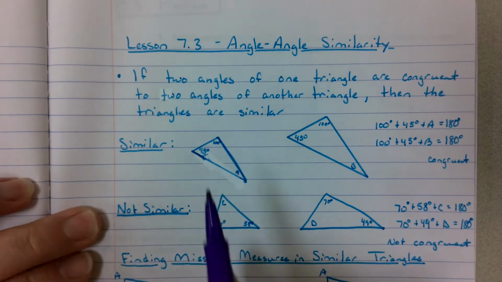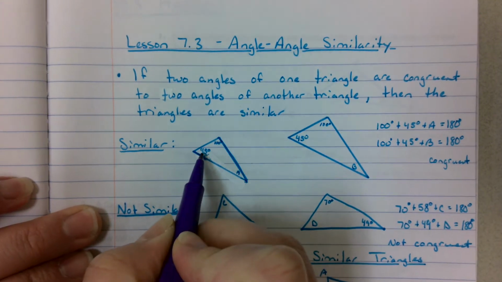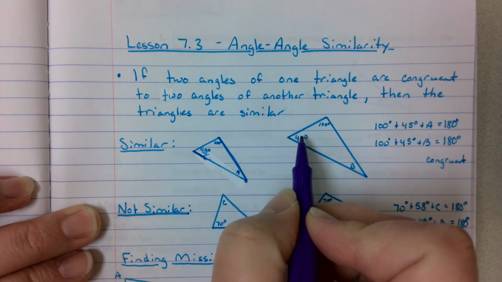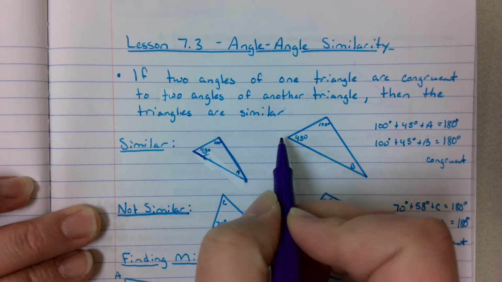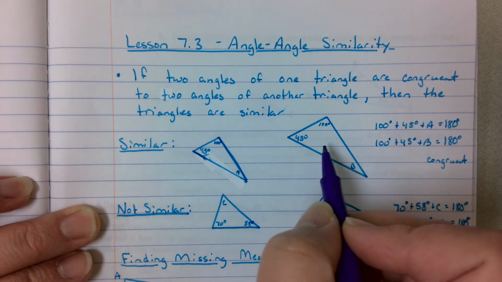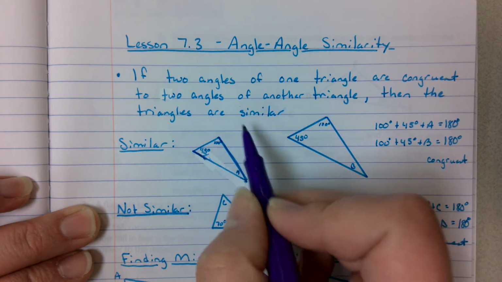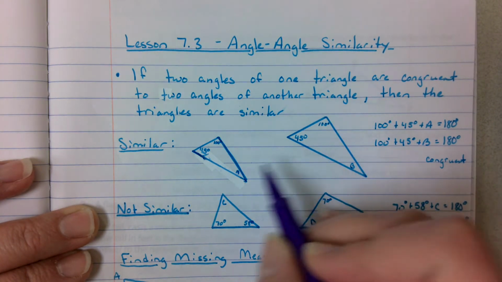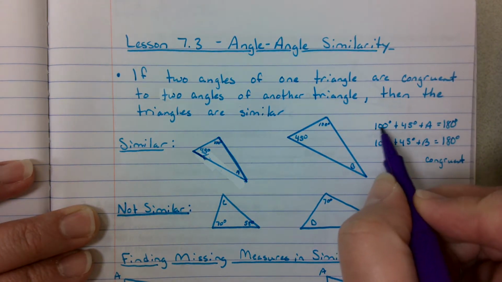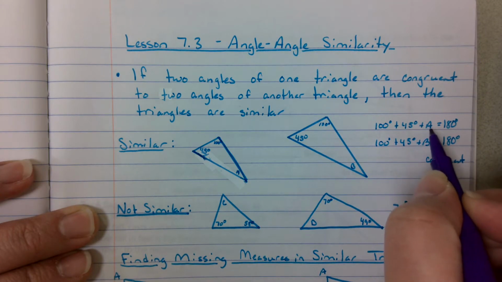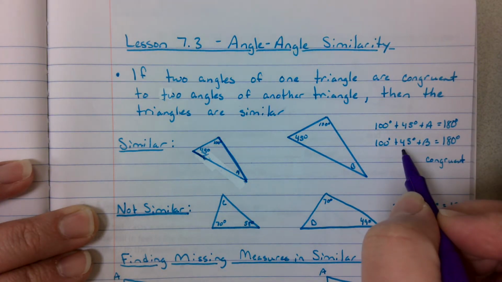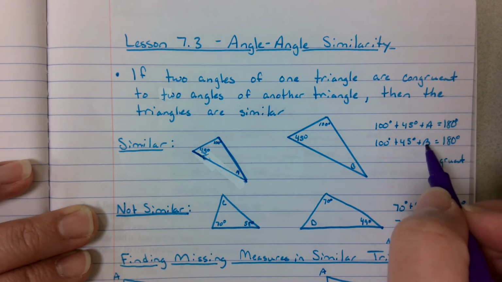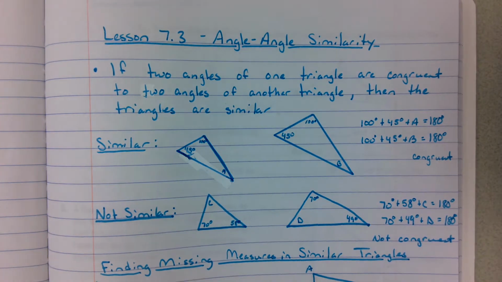So for example, I have a triangle here. It's got 45 degrees, 100 degrees, and we don't know that one. That's A, unknown. And then I have another triangle that has 45 degrees, so that angle's the same, and then 100 degrees. So we know two of those angles are congruent, and we have an unknown. If we look at this, we've got 100 plus 45 plus this A is going to equal 180, and 100 plus 45 plus B is going to equal 180, which means those are going to have the same measures. So those two triangles are similar.